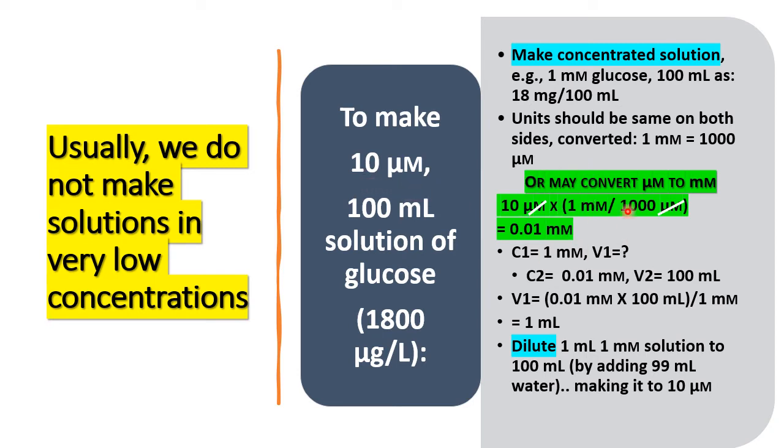I just thought that this may be a helpful formula to convert these units from one to another. And now simply by putting in here in the C1V1 formula, rather than micromolar in the last example, I put millimolar, and you can find the answer is the same, because you dilute 1 ml of 1 millimolar solution to 100 ml, and you will get this 10 micromolar solution.